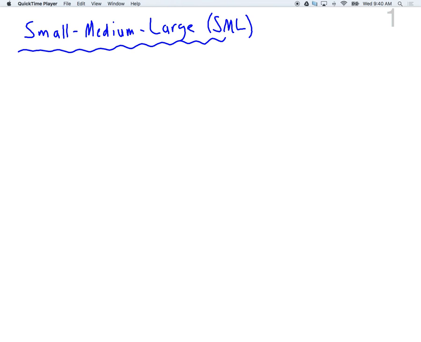No, you can't. Okay, so let's start with something fairly simple, which is called the small, medium, large theorem. Also known as SML. And that's not a technical name, by the way. I made that up.